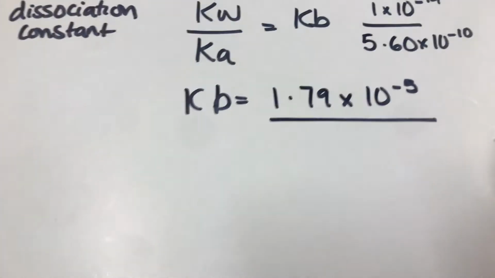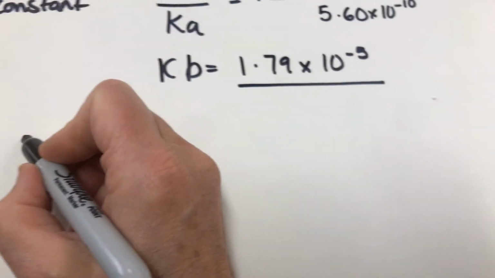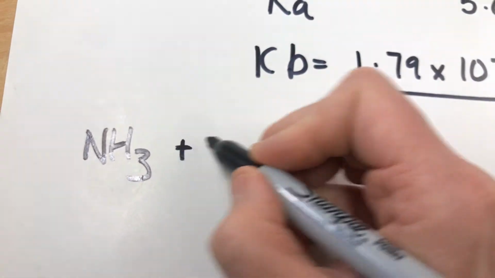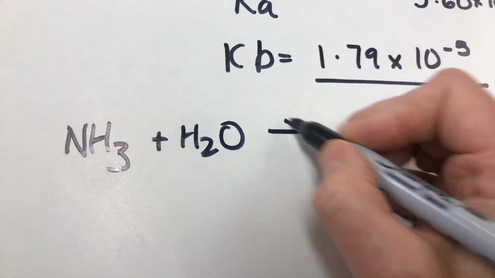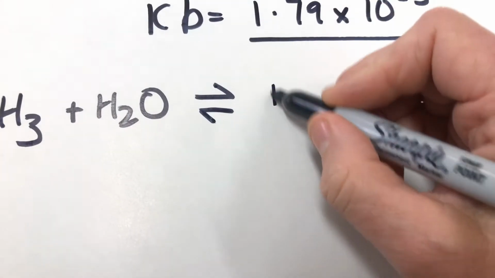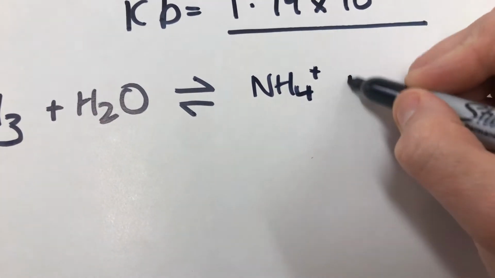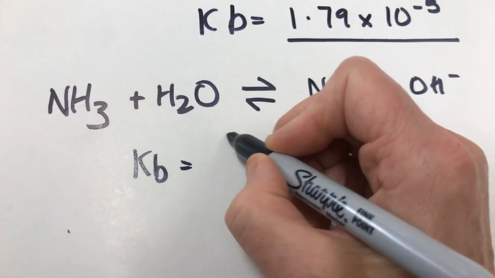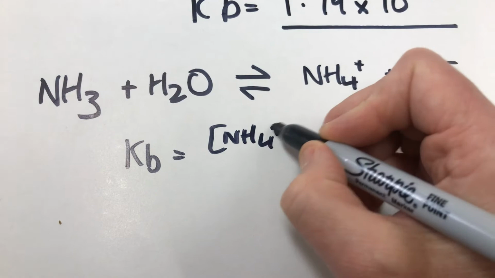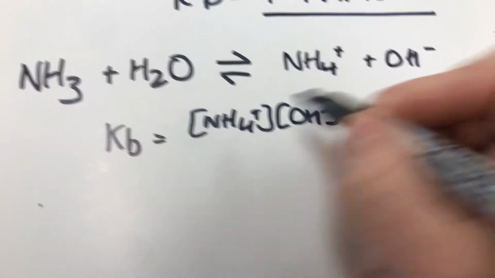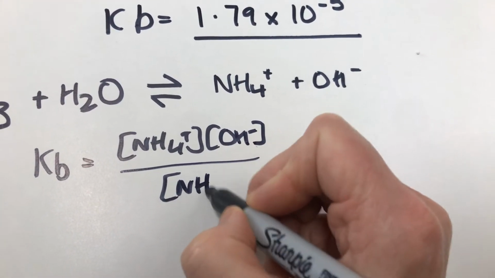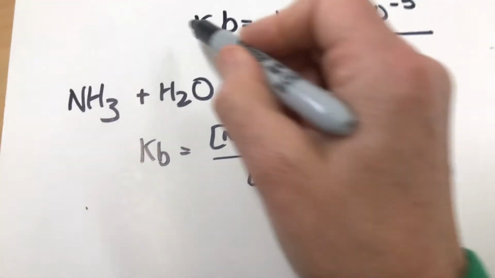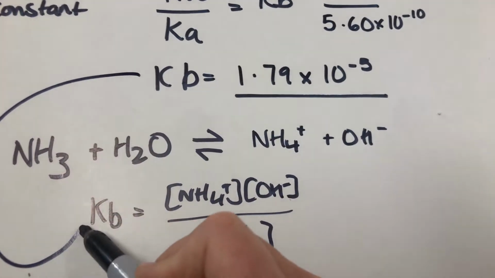Now that I've got a Kb, I need a Kb expression. So my base is NH3, and it's reacting with water. It's a weak base, so it's an equilibrium. And I'm going to accept that proton as such, and then my Kb expression equals, okay, over NH3. And then I'm going to substitute in my values. So I can substitute in my Kb here.